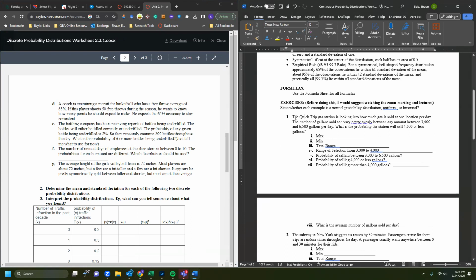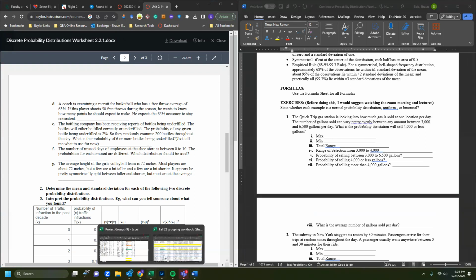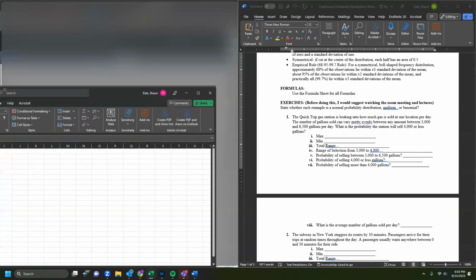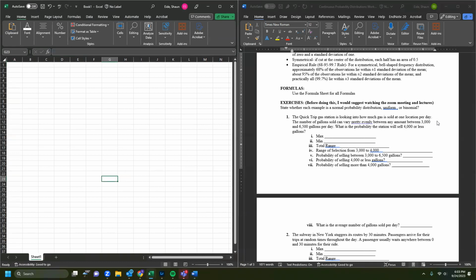Coming right here, the Quick Trip gas station is looking into how much gas is sold at one location per day. The number of gallons sold can vary pretty evenly, any amount from 3,000 to 6,500 gallons per day. What is the probability the station will sell 4,000 or less gallons? Let's pull up Excel really quick, file, new, and let's do an example here with 3,000 to 6,500 gallons.